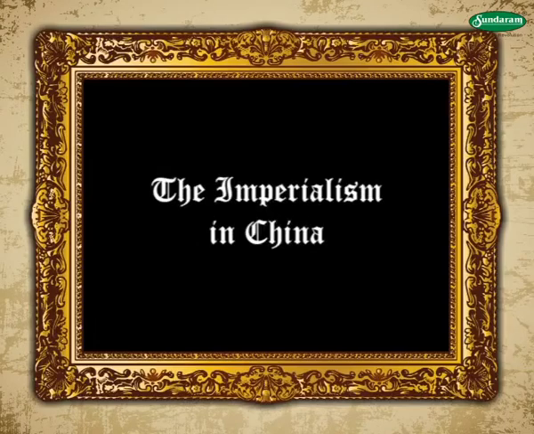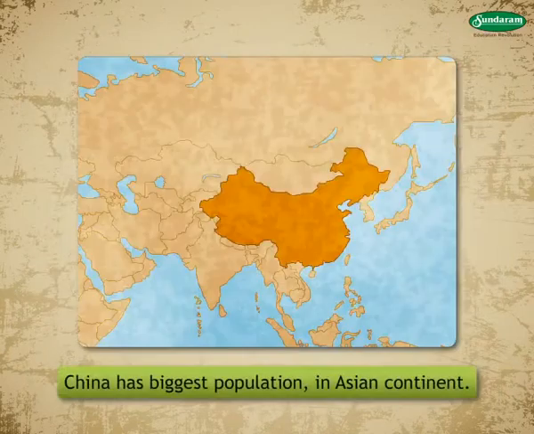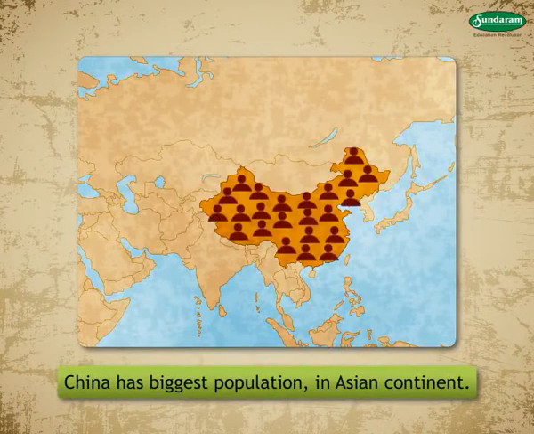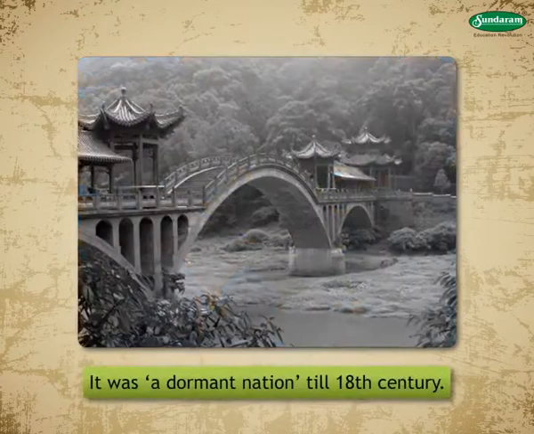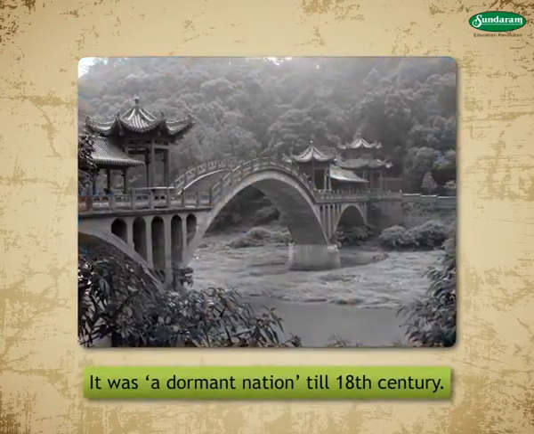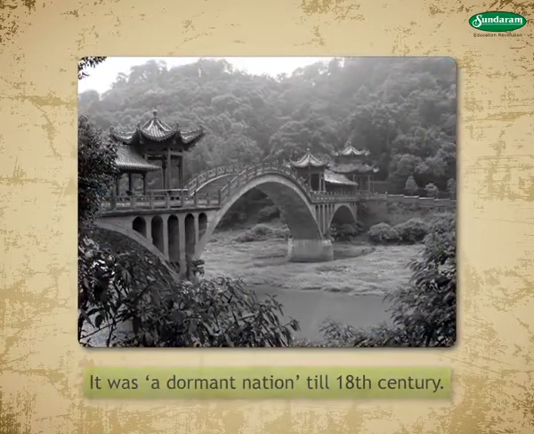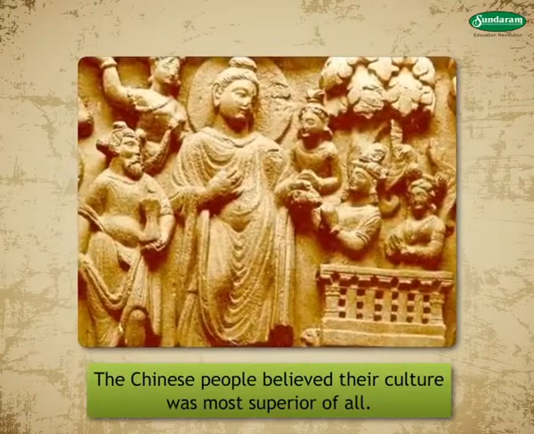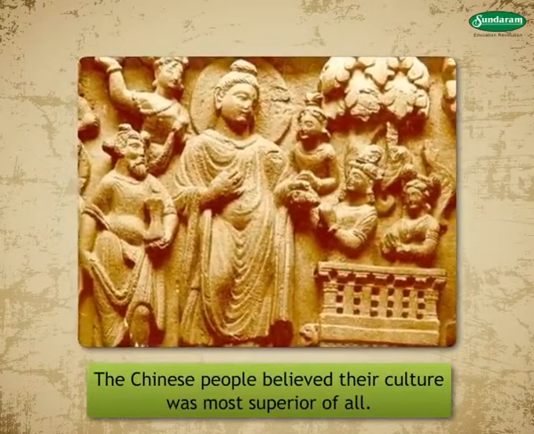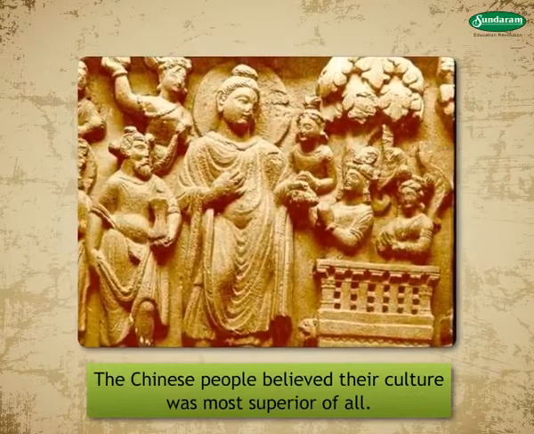Imperialism in China. China is the biggest nation in terms of population in the Asian continent. It was considered to be a dormant nation till the second half of the 18th century. The Chinese people believed their culture to be the most superior of all the cultures in the world.